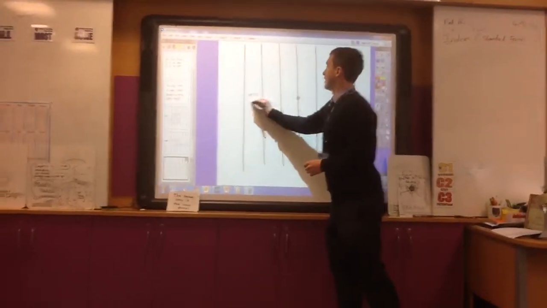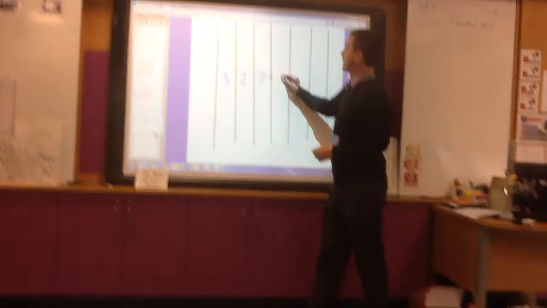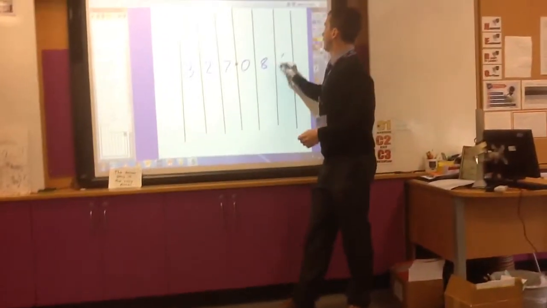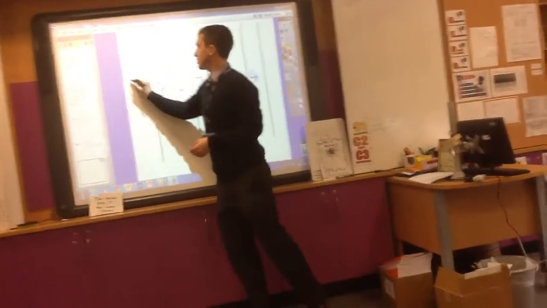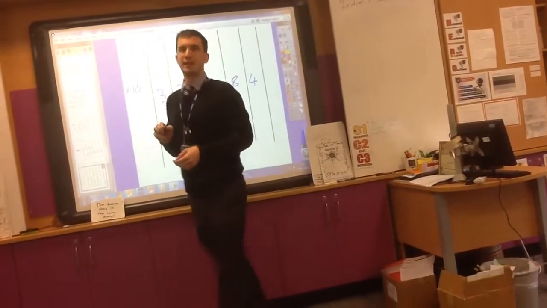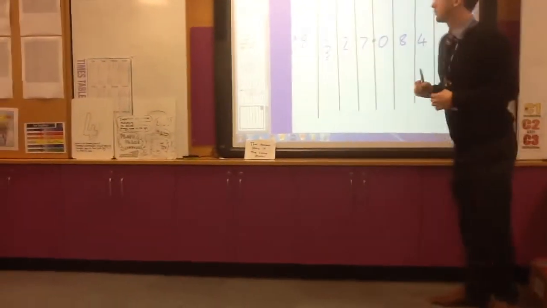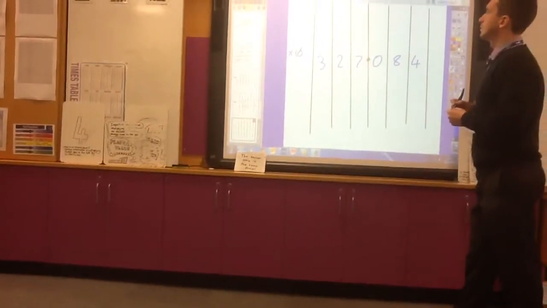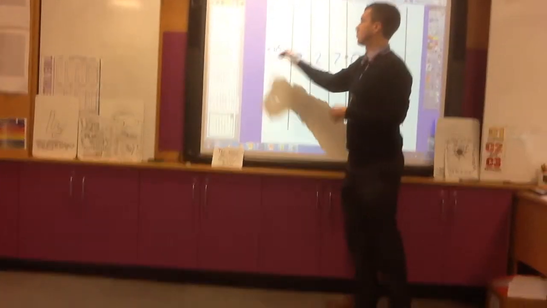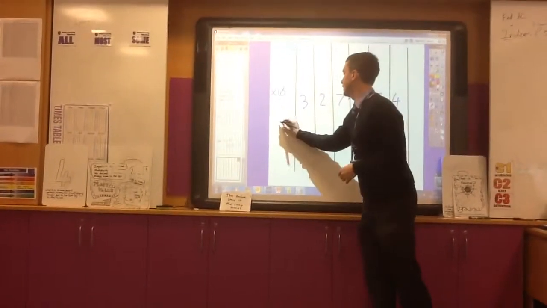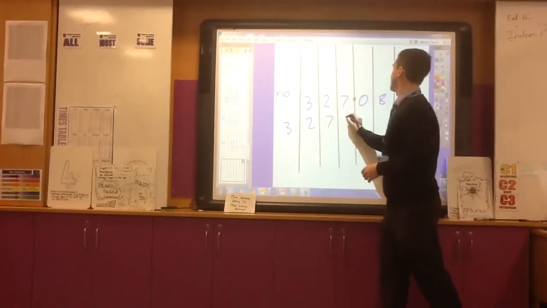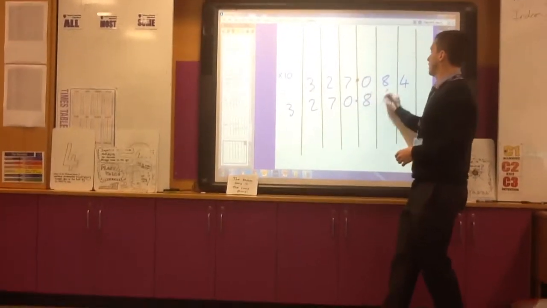One more example, just to make sure. So we'll go with 327.084, and this time I'm just going to times it by 10. Hands up, what's going to happen? Courtney? You have to move them all 1 place to the left. Brilliant. So there's 1 zero, so we're moving all the numbers 1 space to the left. 3, 2, 7, 0. Decimal place doesn't move.